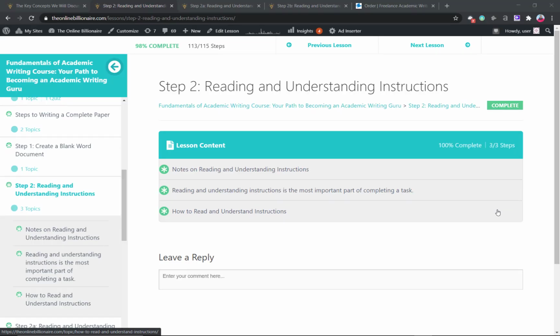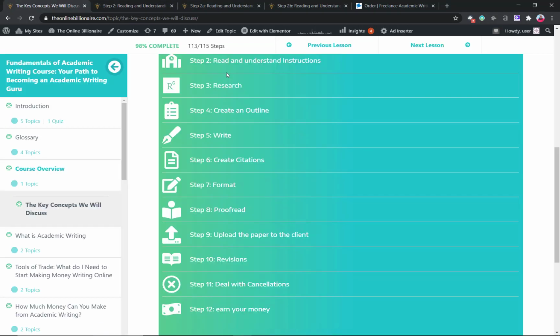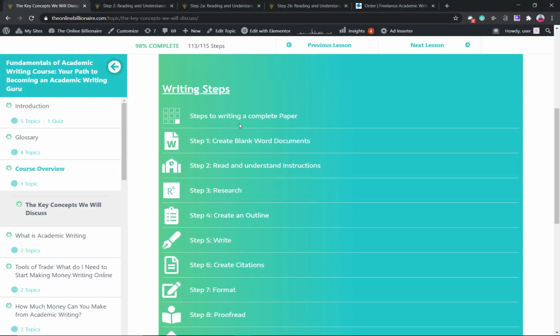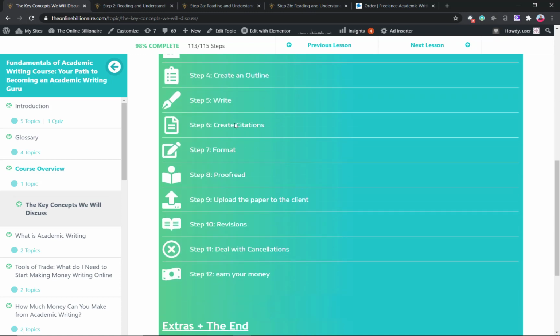Hello, in this section, we're going to deal with reading and understanding instructions. Reading and understanding instructions is part of the 12-step process on how to complete an academic writing. The 12 steps start with creating a blank document all the way to earning your academic writing money.